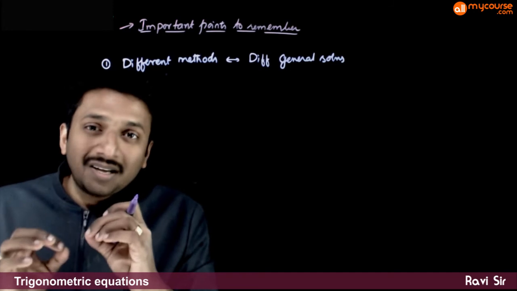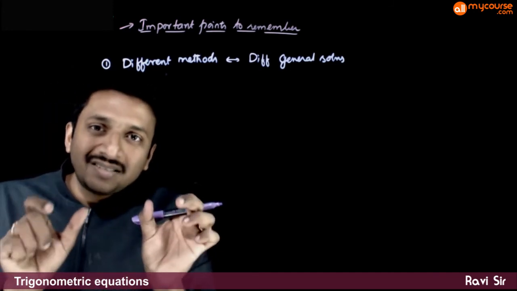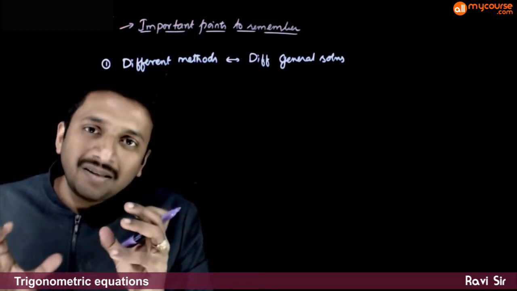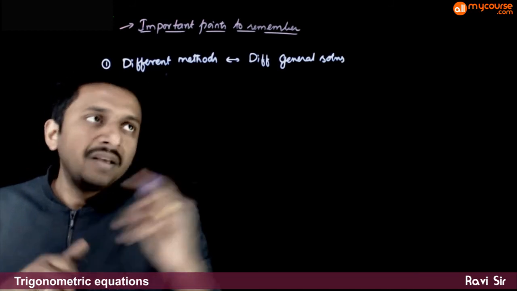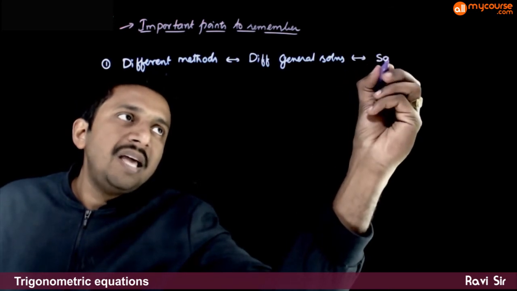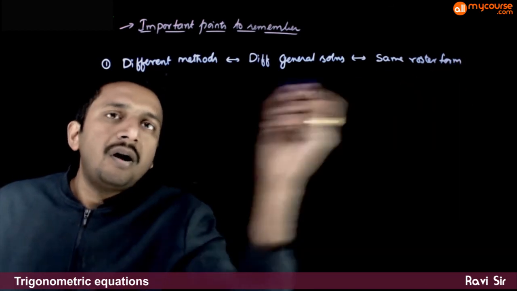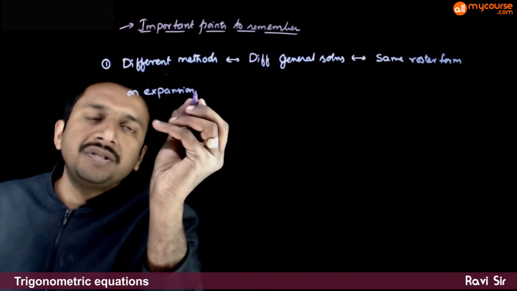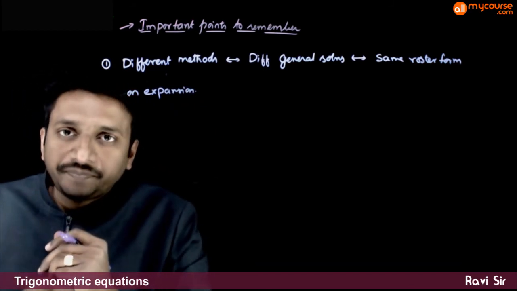So if you want to check the validity of 2 solutions, you should not see just the general solution form. What you need to do is expand them into roster form and see whether you're getting the same solutions or not. So different general solutions get the same roster form on expansion. So if all the solutions get the same roster form on expansion, all of them are right.